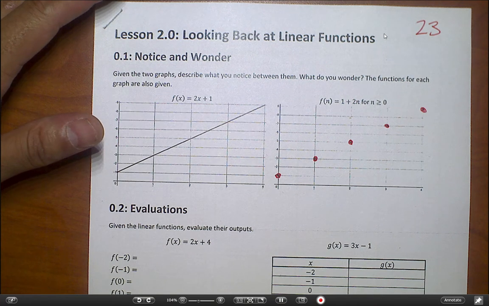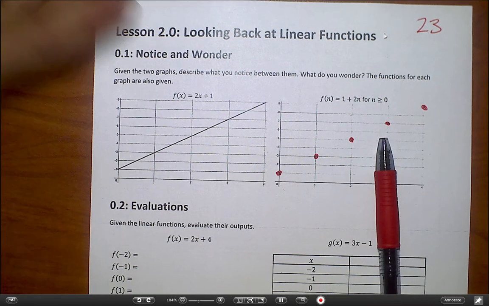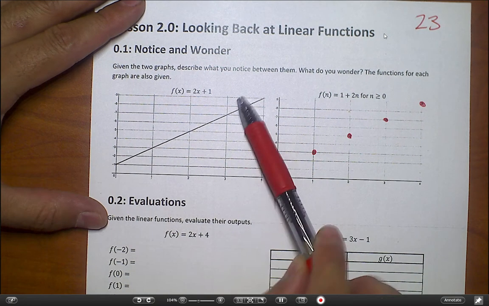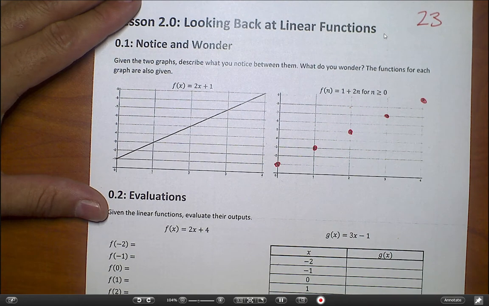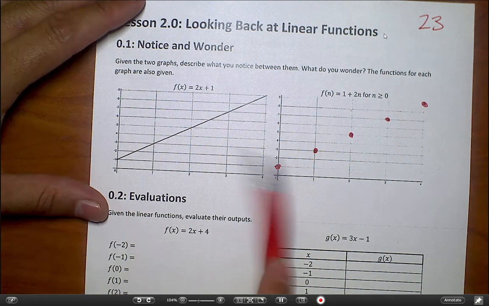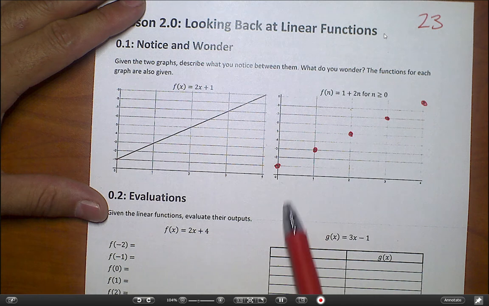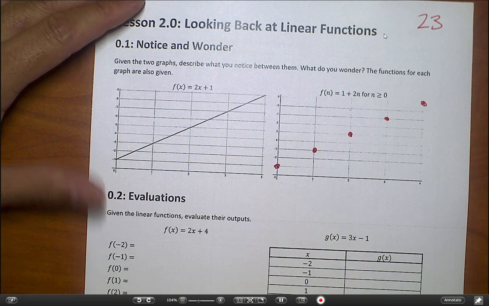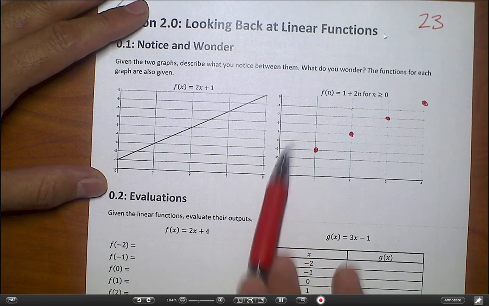Yes, very good. Now, if I was talking about this one over here, the linear one, what would I say about these numbers? Is there any line in between them? What types of numbers are between 0 and 1? Decimals and fractions. Do we have any of those?